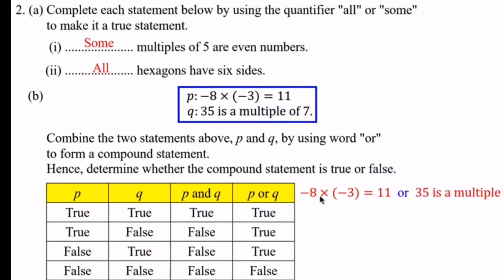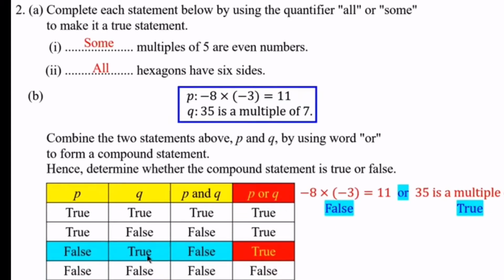This is called a compound statement. So now we need to determine whether the compound statement is true or false. For all statements, if either one is true, it will be true. So we check: 35 is a multiple of 7 is true, and the first statement, negative 8 times negative 3 equal to 11, is false. So either one true is true for all statements. So the compound statement, negative 8 times negative 3 equal to 11 or 35 is a multiple of 7, is true.